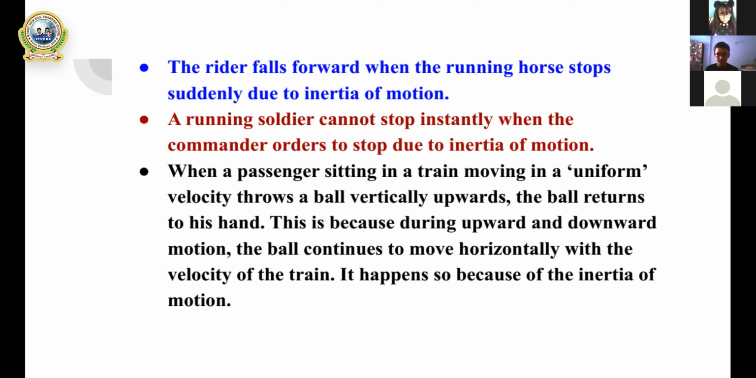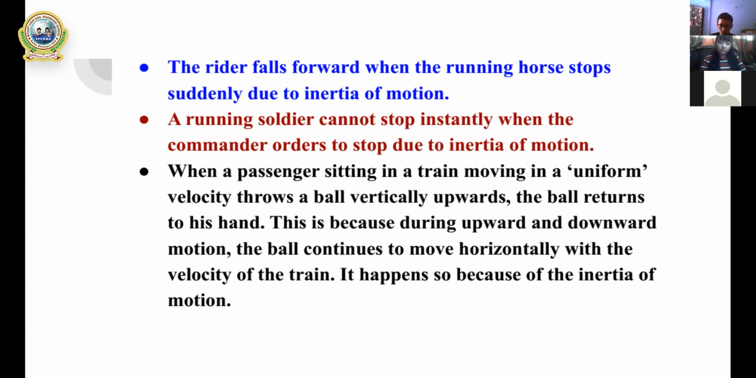Another example of inertia of motion you can see there: a running soldier, that is an army soldier. A running soldier cannot stop instantly when the commander orders to stop, due to inertia of motion. Let's say soldiers are in parade, doing mass PT, or physical exercise or physical training. Let's say they are running, and at the moment, if the commander gives the command to stop immediately, you can see the soldiers cannot stop instantly, and that is because of inertia of motion.